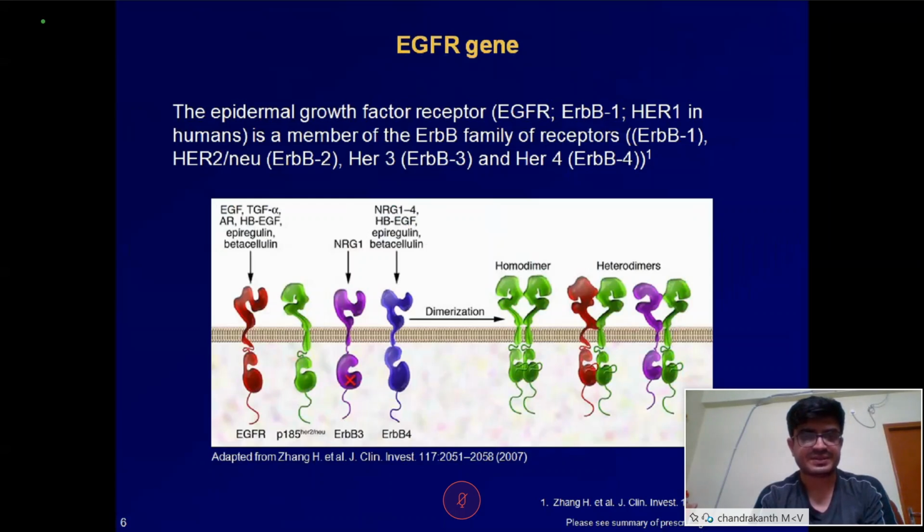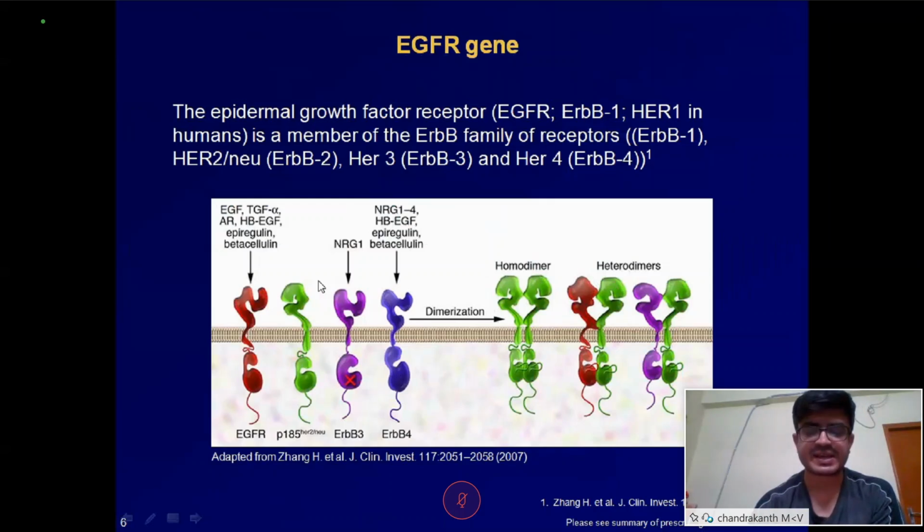You can see the EGFR family of receptors that we have: ERBB1, ERBB2, which is basically HER2/neu, then ERBB3, and ERBB4. These are the epidermal growth factor receptors, and we classify the tyrosine kinase inhibitors into three types: first generation, second generation, and third generation. We have anti-HER2 blockers like trastuzumab and pertuzumab, which bind to the extracellular domain, and anti-EGFR like cetuximab that bind to the extracellular domain over here.